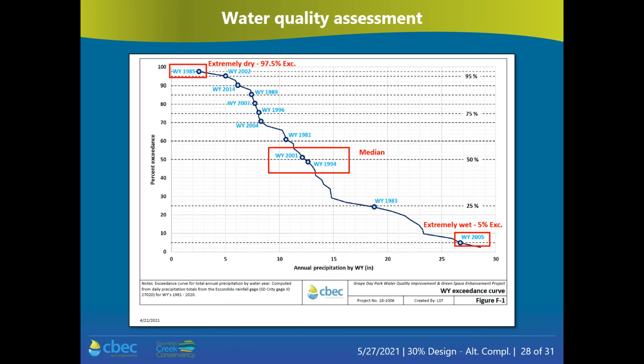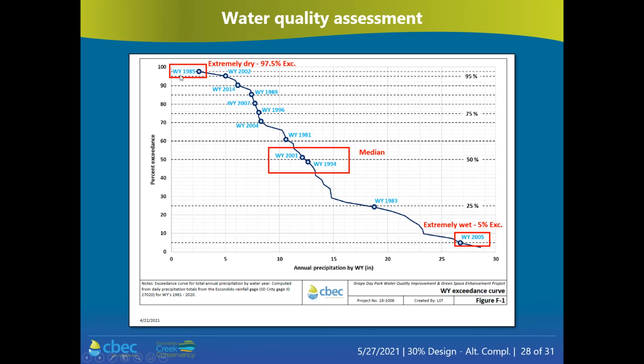So then what we do when we build this water budget model is we look at a range of water year conditions to try to understand how the system performs in dry years and then wet years and then normal years. And so what we have here is a water year exceedance curve, which is showing 12 water years arranged by total accumulated annual precipitation for the period of 1981 through 2020 from a nearby rainfall gauge that's run by San Diego County.